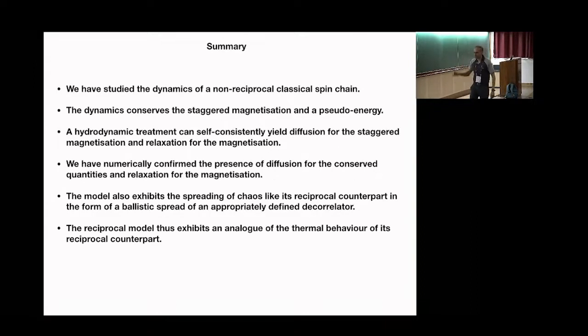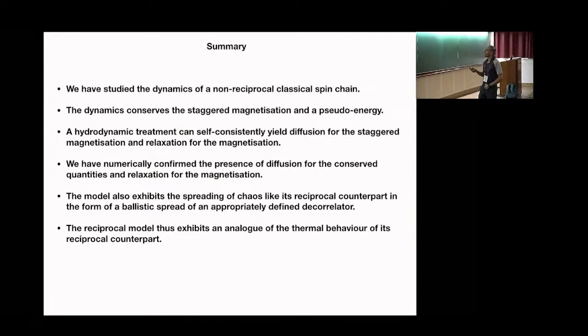Okay, so anyway, this brings me to my conclusion slide. So what we've done is we studied the dynamics of a non-reciprocal classical spin chain. And the spin chain has conserved quantities analogous to the ones for its reciprocal counterpart. And then we can formulate hydrodynamics for this to self-consistently argue for diffusion for the conserved quantities, at least for the staggered magnetization, and relaxation for the regular magnetization.